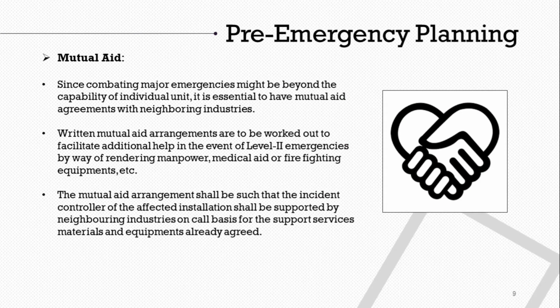So what is mutual aid? Combating major emergencies might be beyond the capability of an individual unit. So it is essential to have a mutual aid arrangement with the neighboring industries. There is a written mutual aid arrangement worked out between the authorities of two different industries, which helps in the event of level 2 emergencies by way of rendering manpower, medical aid, or firefighting equipment.